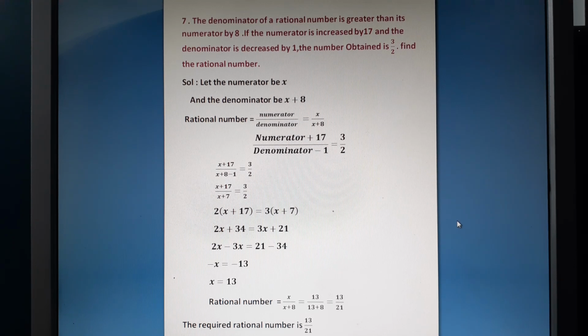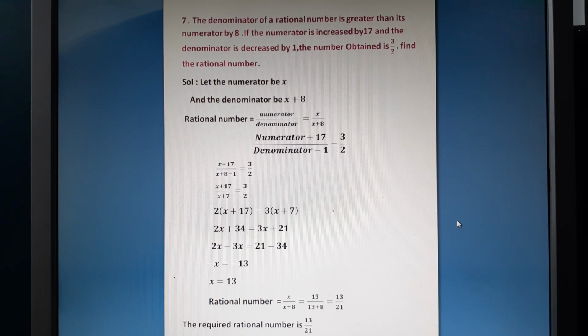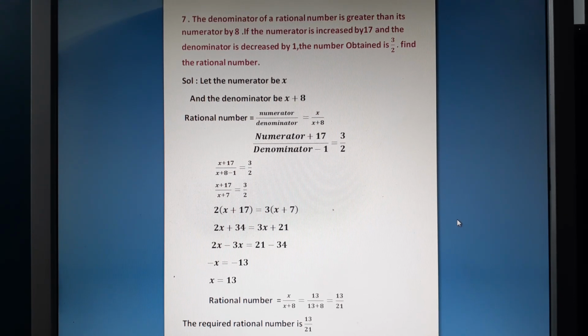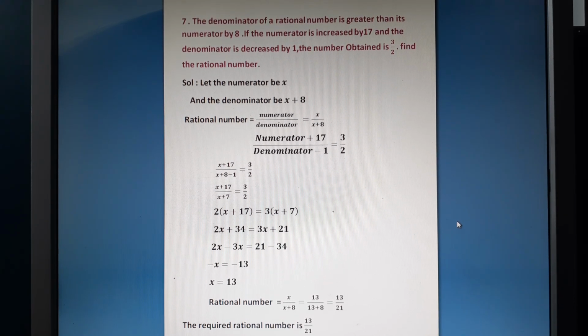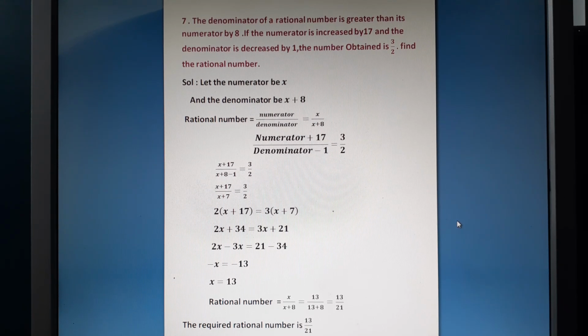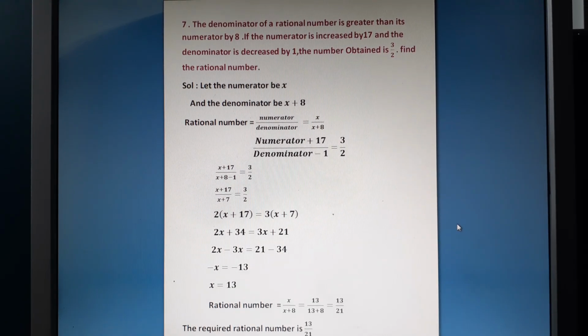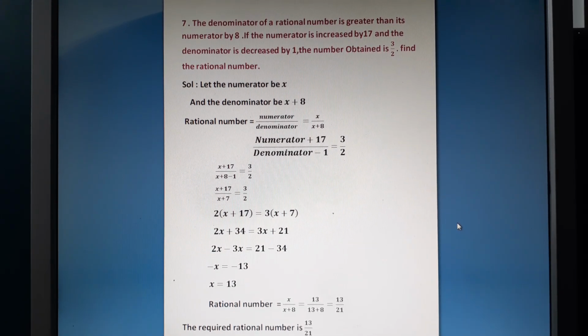And the denominator be x plus 8, because the denominator of a rational number is greater than its numerator by 8. So, we put x plus 8 for the denominator. Normally, rational number is equal to numerator divided by denominator. Here, our numerator is x and denominator is x plus 8. So, rational number is equal to x divided by x plus 8.